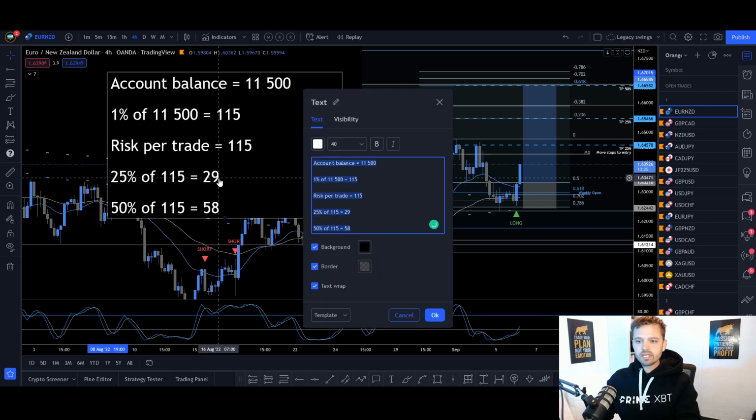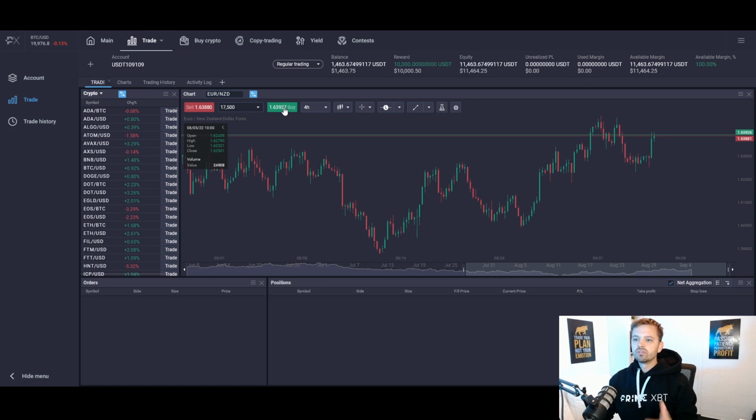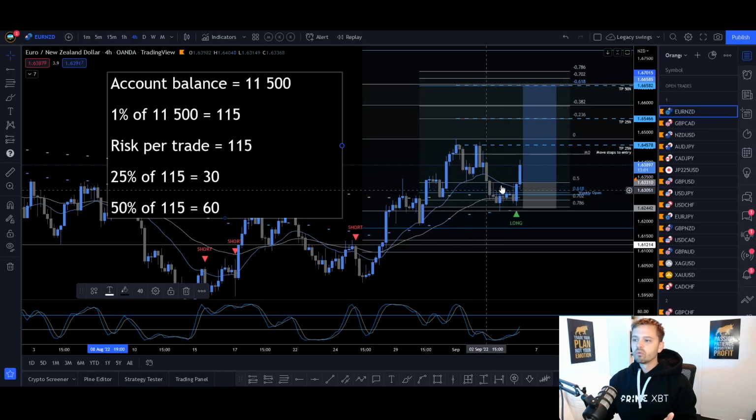and 2 is going to be a risk of 29. We're going to put 30 here just to make it easier to calculate and have even numbers. So for this TP1 and TP2, we're going to be risking 30 USD, and TP3, we're going to be risking 60 USD. Now, how does that actually look when placing the order? So this is how it works, right? We're going to be buying EURNZD here with this setup right here.